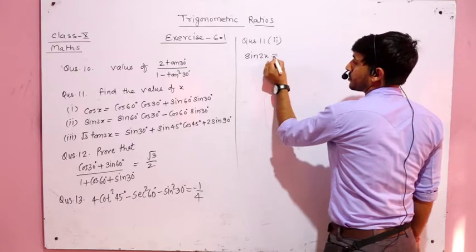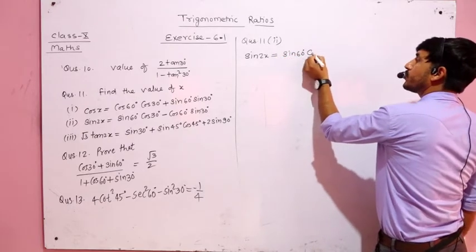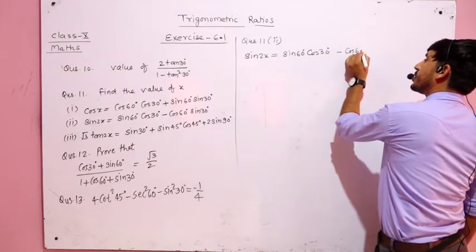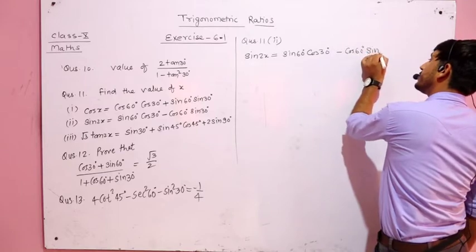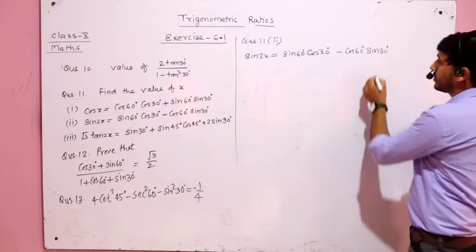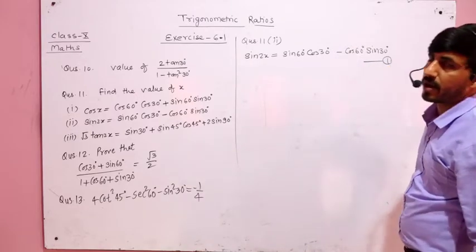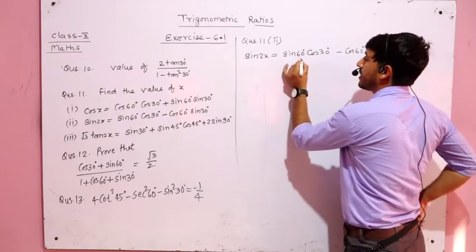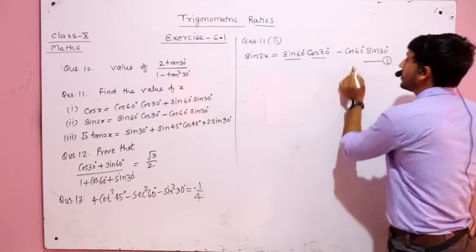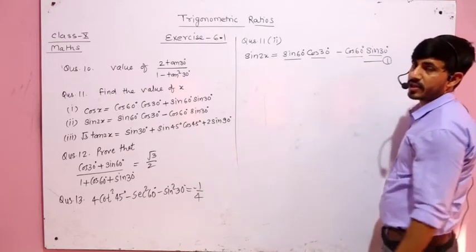we are given sin 2x is equal to sin 60 degree, cos 30 degree and minus cos 60 degree, and that is multiplied by sin 30 degree. Okay, then first assume the given relation as equation number 1. First think, what is the value of sin 60 degree? What is the value of cos 30 degree? What is the value of cos 60 degree, and what is the value of sin 30 degree?